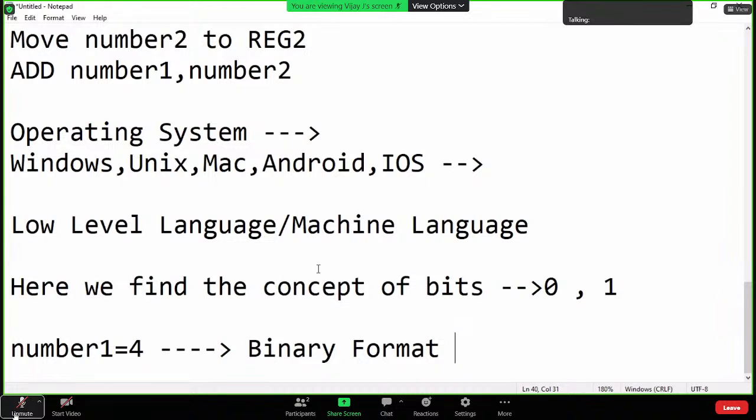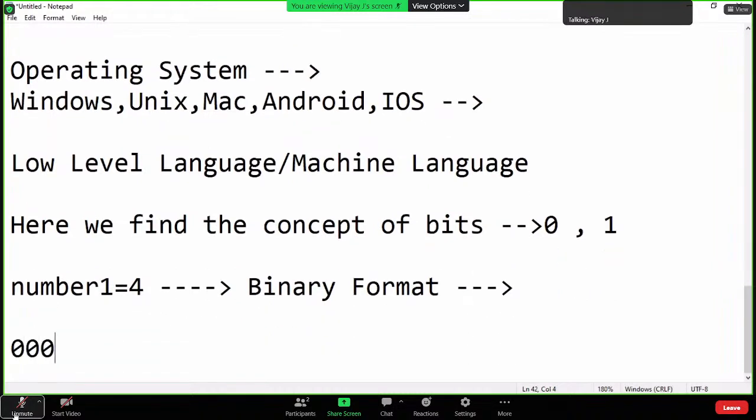Operating system. But what is the operating system doing? The operating system is telling us, I can understand only binary format. Clear? The same number 1 is converted into which format? Binary format, like 00000001, something like this. I hope it's clear, right?